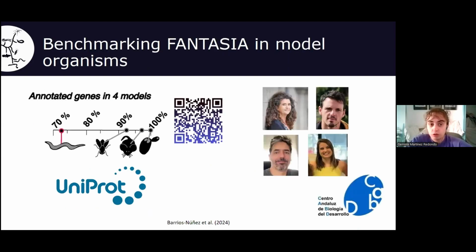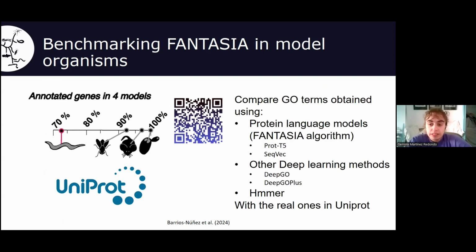What's its performance? For that, we did a benchmarking in 4 model organisms, and this is work mainly done by the Ana Rojas team, and it's already published, so you can check it. We took the UniProt functional annotations of C. elegans, Drosophila, mouse, and yeast, and compared these GO terms to the ones obtained using protein language models. We tested 2, ProtT5 and SeqVec, and other deep learning methods that predict GO terms, like DeepGO and DeepGO Plus, and HMMER, which is a homology-based proxy but is really accurate.